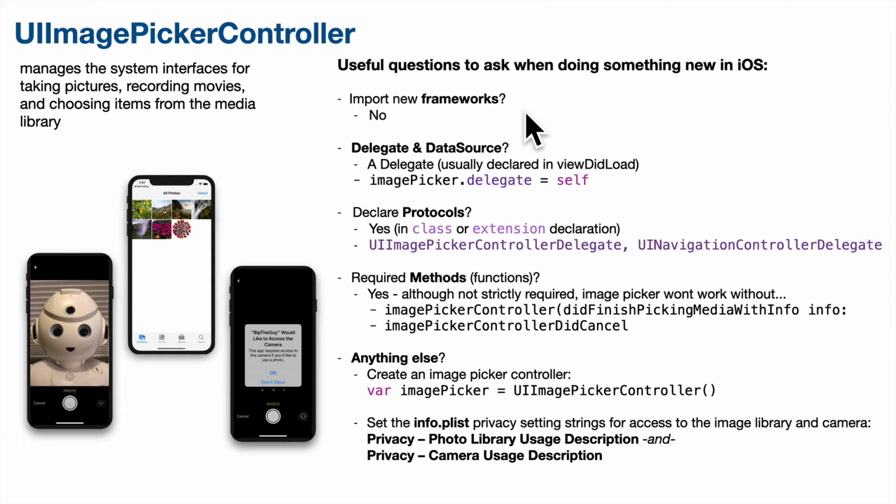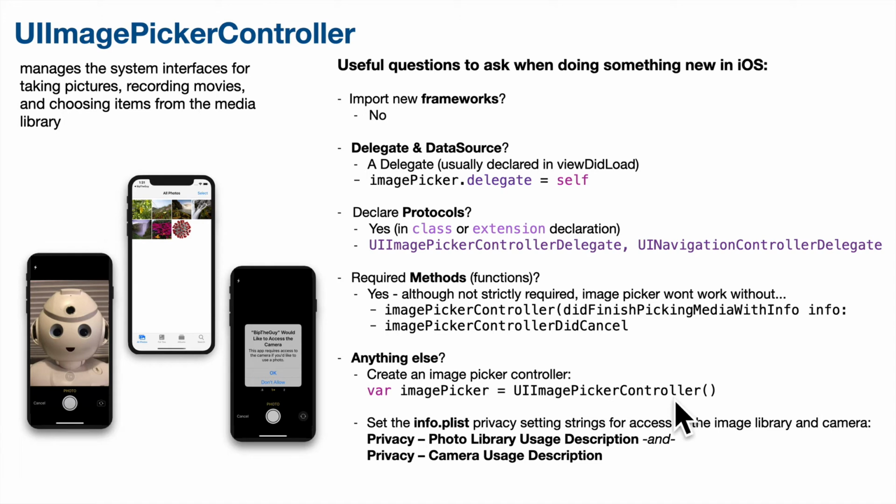So first, do we need to import new frameworks? Nope. Do we need a delegate or data source? Yes, the UIImagePickerController needs a delegate. What about protocols? Yes, two: the UIImagePickerControllerDelegate, but also the UINavigationControllerDelegate. What about required methods? Technically, they're not required, but we really can't get anything done unless we add two: didFinishPickingMediaWithInfo, and imagePickerControllerDidCancel. Anything else? Yep. We need to declare and initialize a class property that's of type UIImagePickerController, and we need to add privacy strings to the Info.plist.